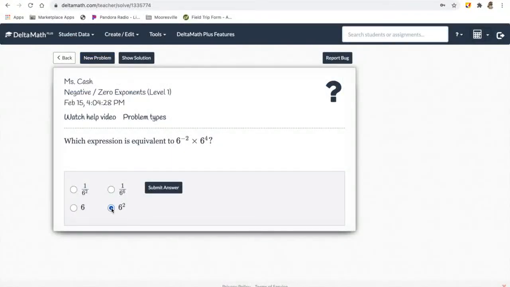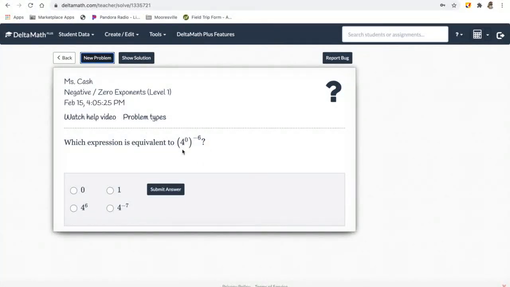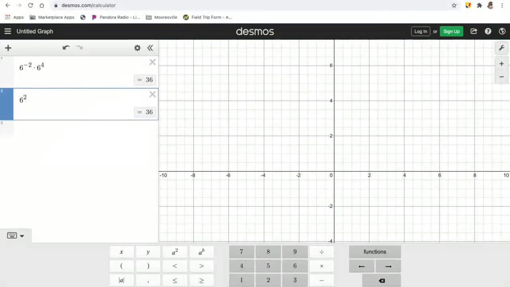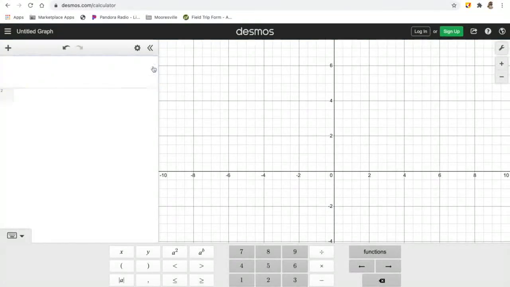And if you don't know that, you could put all four of these in to see which one matches. Looking at this one, it says in parentheses 4 to the 0 to the negative 6. So I'm going to put that into Desmos just like I see it there. So I'm going to retype it. And again, I have copied this on paper. So there's 4 to the 0, and then that is then raised to the negative 6 power. So there it is.